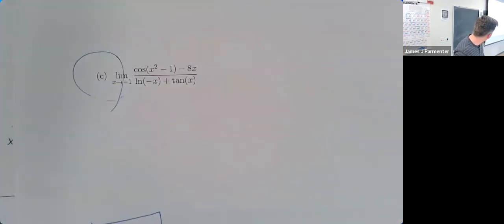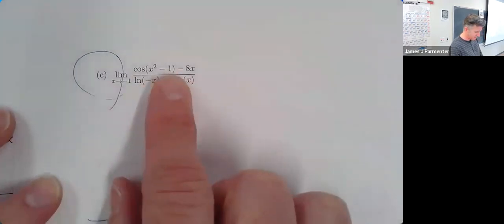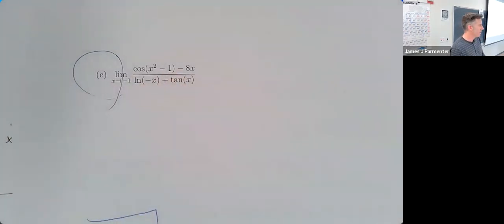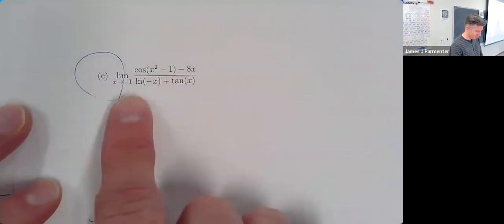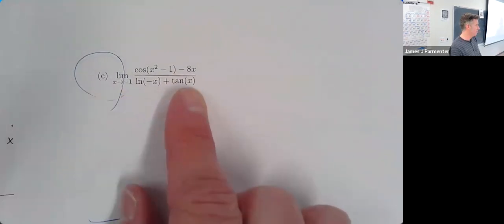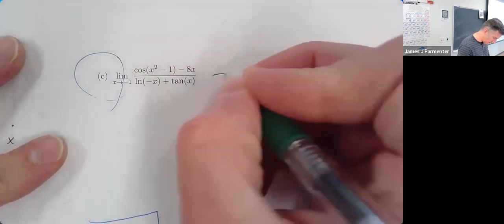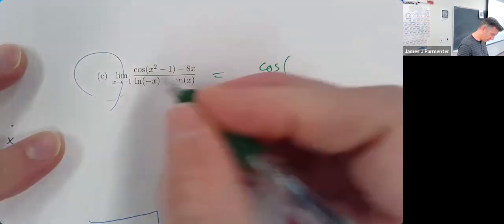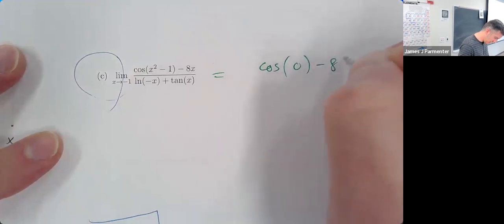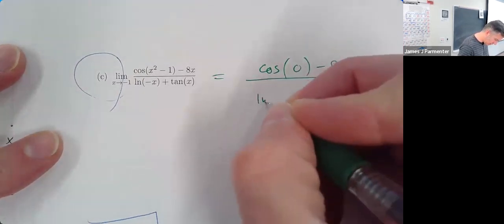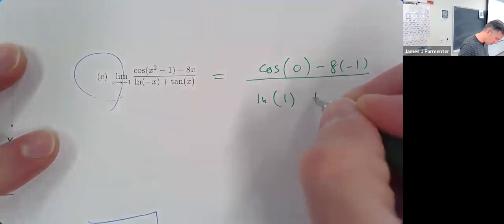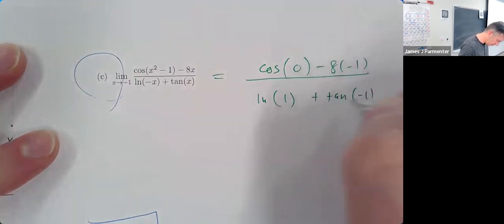But if you plug in -1, you get cosine of 0 minus 8 times -1, which is something. Cosine of 0, you could say is 1, whatever. And then the bottom is natural log of 1 plus tangent of -1. And that's also something. And we would just leave it like that. I should say those are both something that are not 0. So if you do this one, I'm just going to write cosine of 0 minus 8 times -1 over natural log of 1 plus tangent of -1.